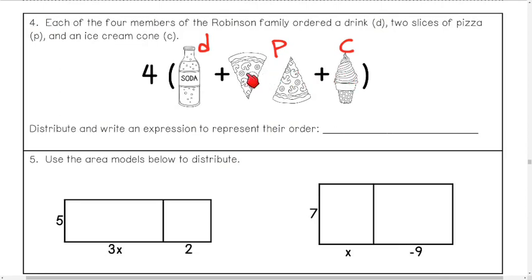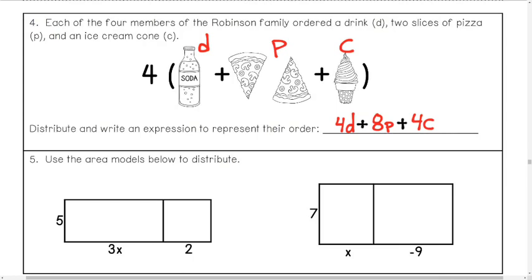But you'll notice that this one has 2 pieces of pizza, so that means that when I multiply that through, there's going to be something different. So the very first one, 4 times D is 4D. 4 times 2 slices of pizza would be 8 slices of pizza, and then 4 times 1 ice cream cone would be 4 ice cream cones. So we have there 4 times drinks plus 8 times pizza plus 4 times cones.